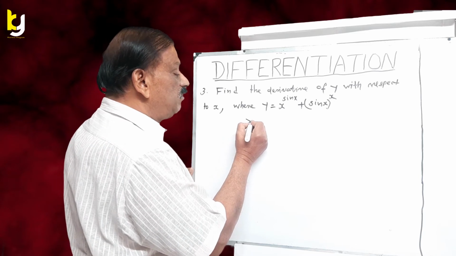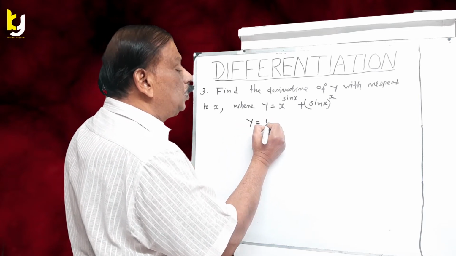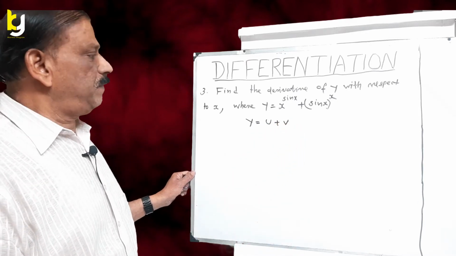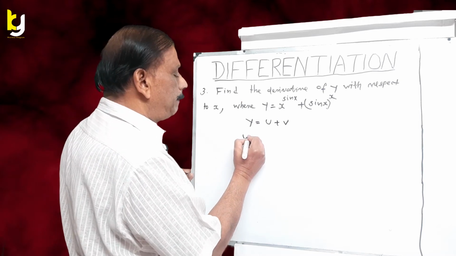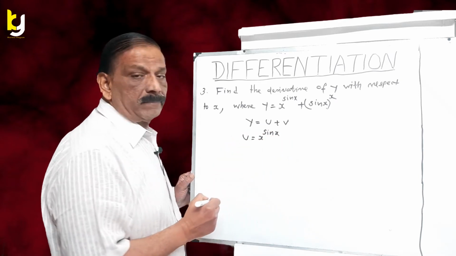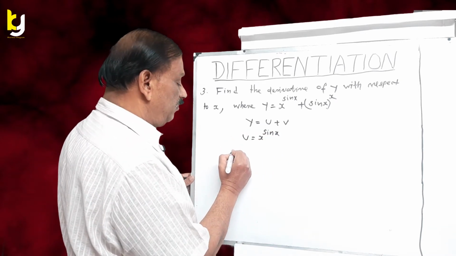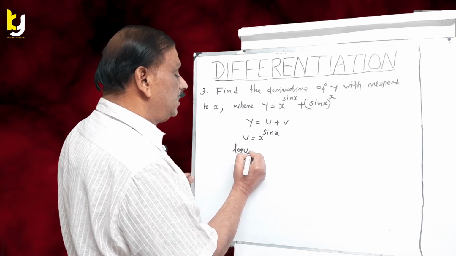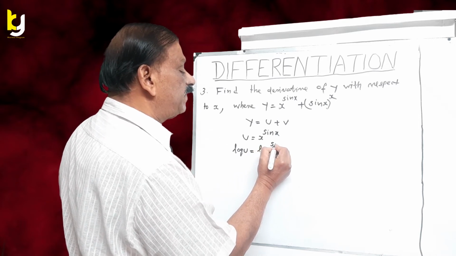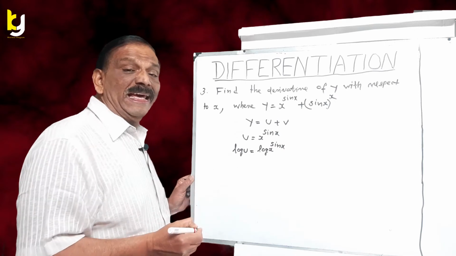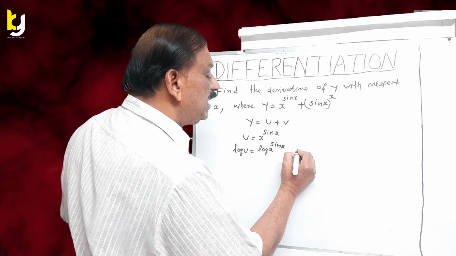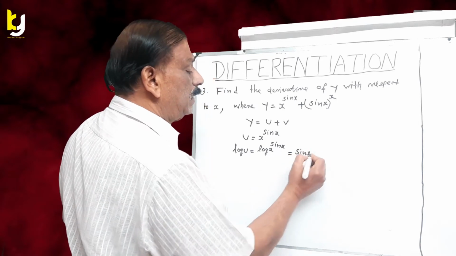Here, y equal to x to the power of sin x plus sin x to the power of x. So, this is in the form of y is equal to u plus v, where u and v are functions of x. U is equal to x to the power of sin x. Take logarithm. Therefore, log u is equal to log x to the power of sin x. That is log a raised to n equal to n log a. So, this is equal to sin x log x.